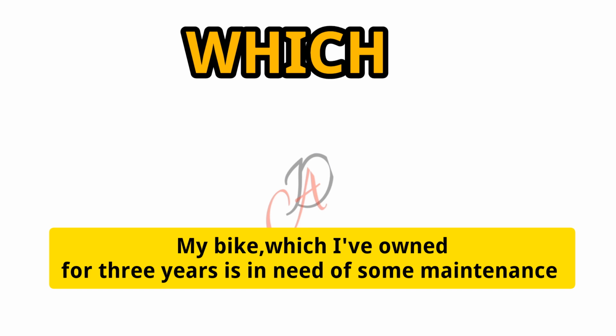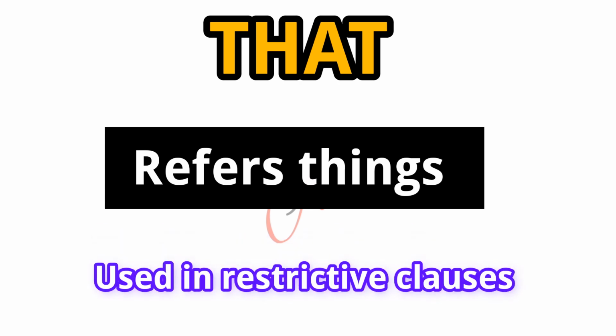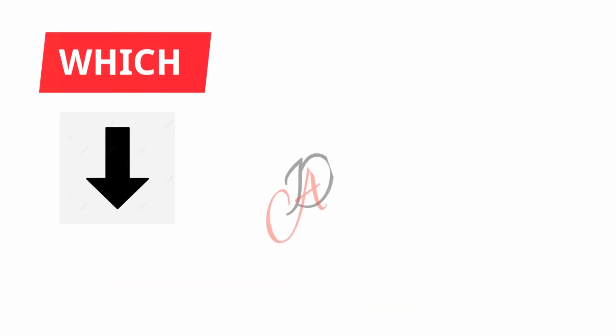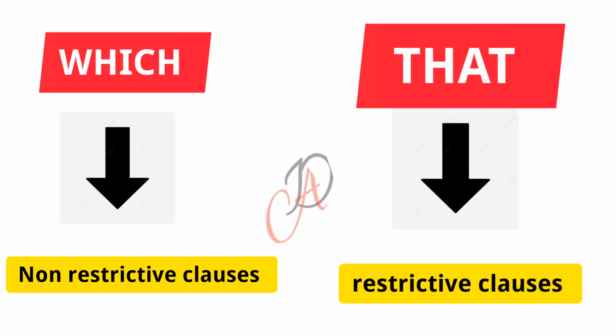The second one, that is that. The second relative pronoun is that. It is used to refer to things, but it is used in restrictive clauses. An important note, guys, the relative pronoun which is used in non-restrictive clauses, whereas that is used only in restrictive clauses. For example, the last bike that I owned wasn't very resilient.